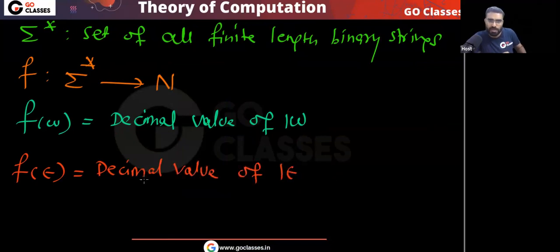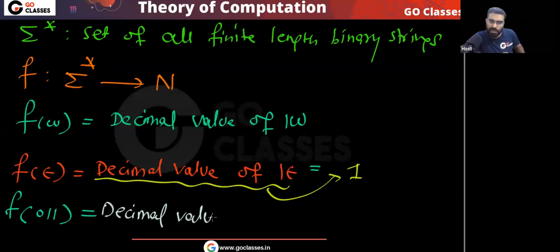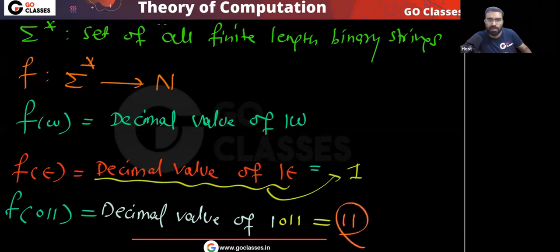And what is 1 epsilon? The decimal value of 1 epsilon will be 1, right? So similarly, tell me what will be the image of 011? The image of w is the decimal value of 1w. Just put 1. So the image of 011 will be the decimal value of 1011. And that is 11. So the image will be 11.